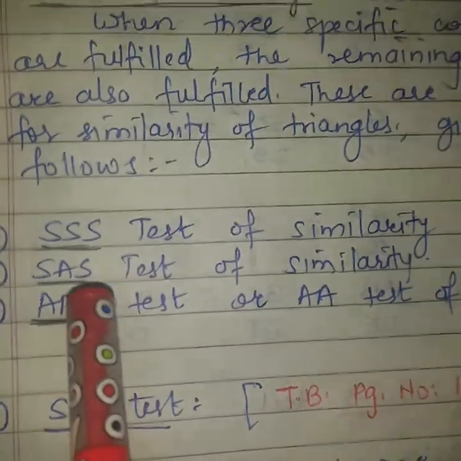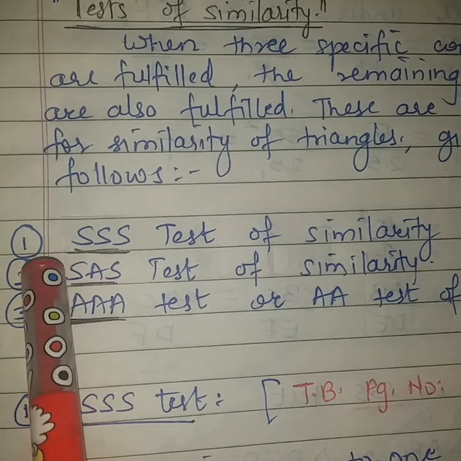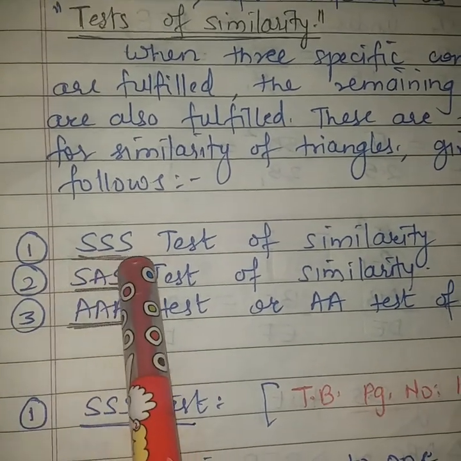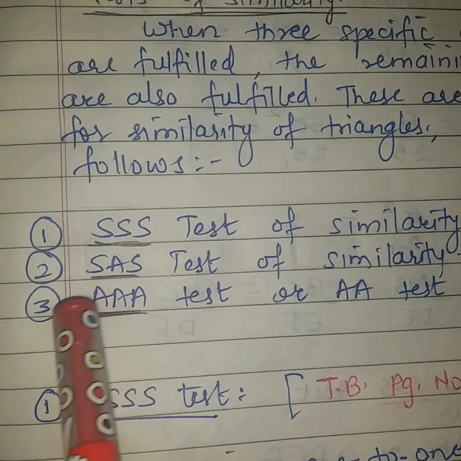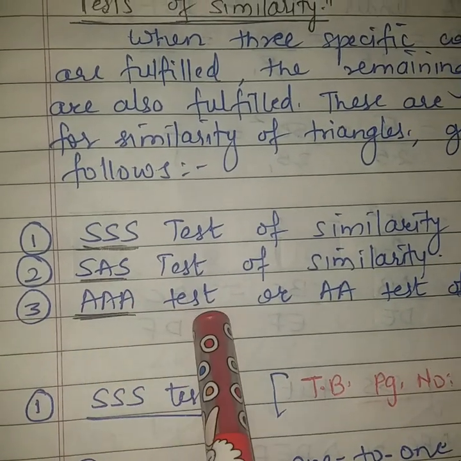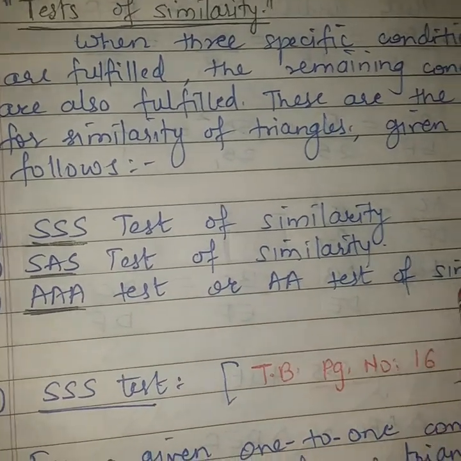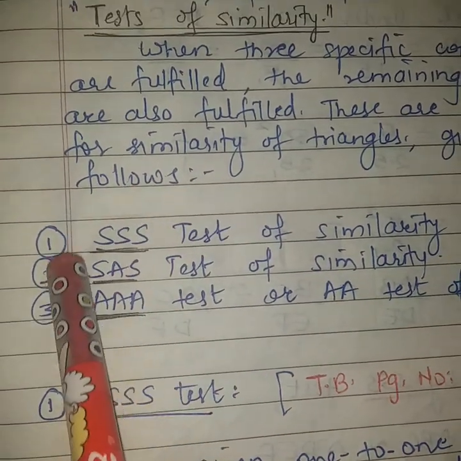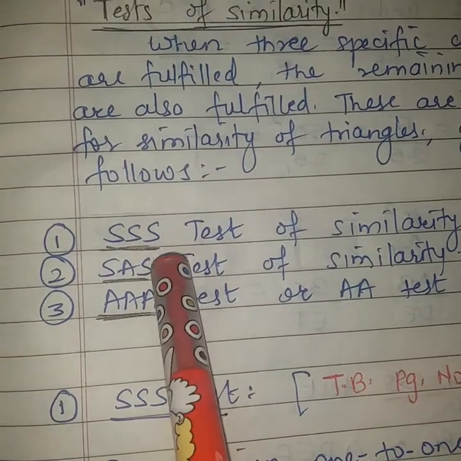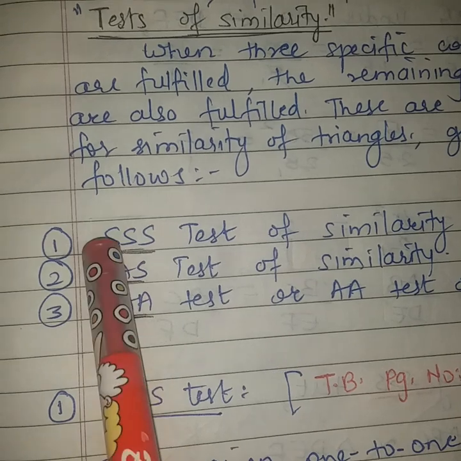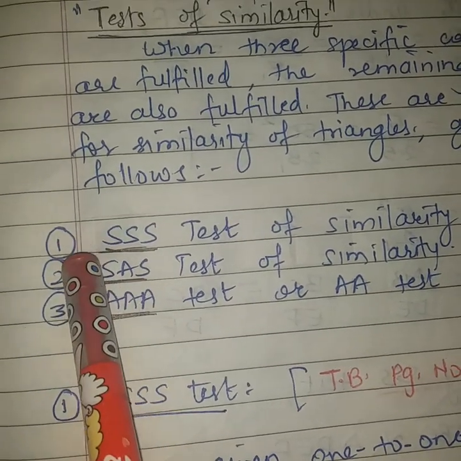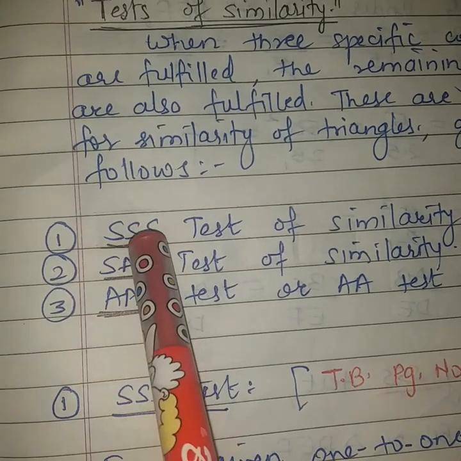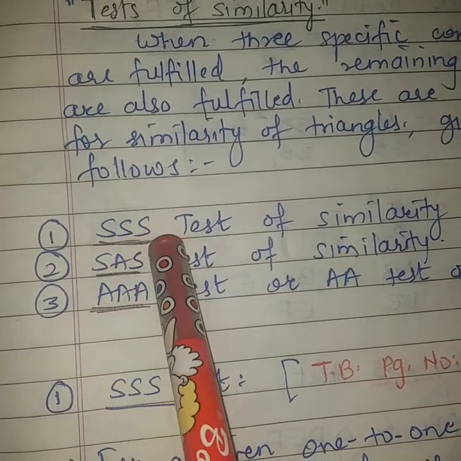So we are having three different tests of similarity. Number 1, SSS test. Number 2, SAS test. Number 3, AAA test or AA test of similarity. In all the three tests, you can see there are two common letters, S and A. S stands for side and A stands for angle. So the first test, that is the triple S test, stands for side test.